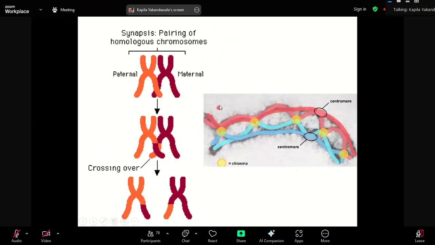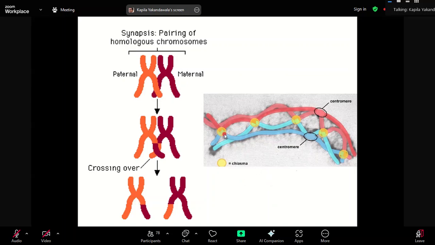It is explained here. This is synapsis, the pairing of homologous chromosomes. When they pair, sometimes these parts can overlap like this. So when they separate, the red part can attach to the orange part and the orange part can attach to the red, right? So material can be exchanged. That is crossover.